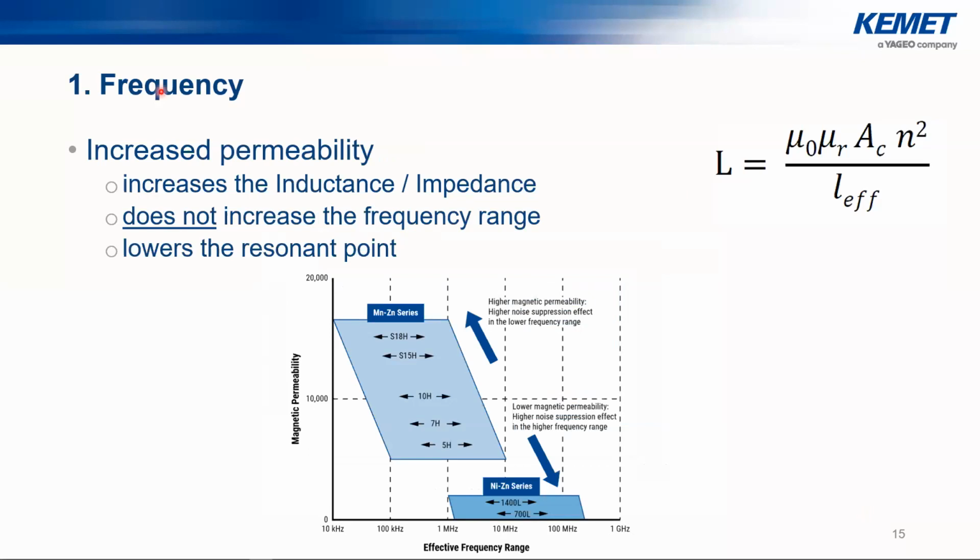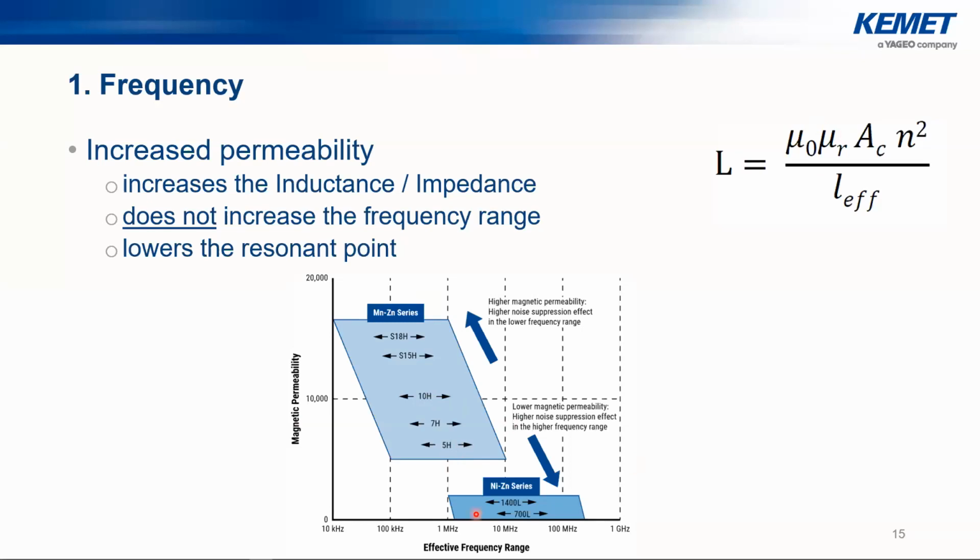Also, when you take different material, for example, the most commonly used materials you find in the market are manganese zinc or nickel zinc. You can get different materials, and also from Camet, the S18H describes that you have something around 18,000 for the magnetic permeability. And if you have 10H or 5H, this is 10,000 or 5,000 for the magnetic permeability.